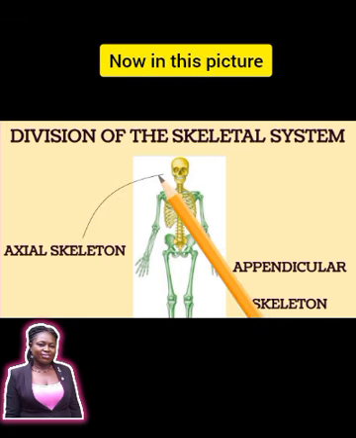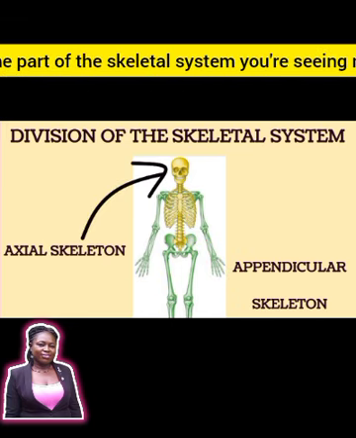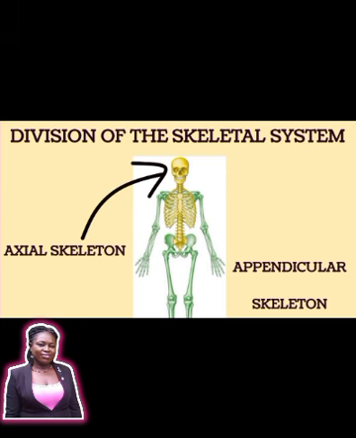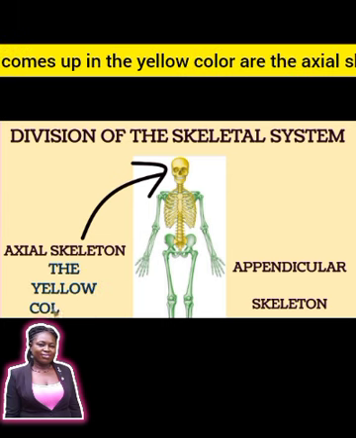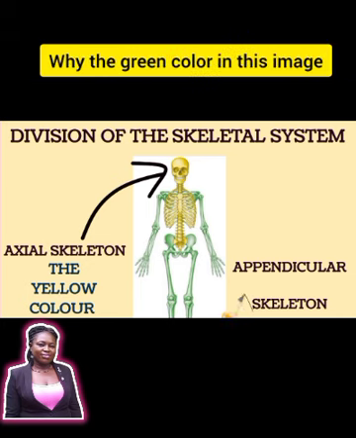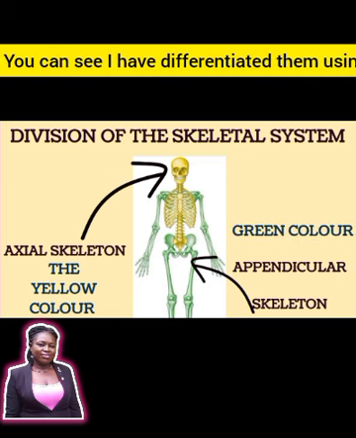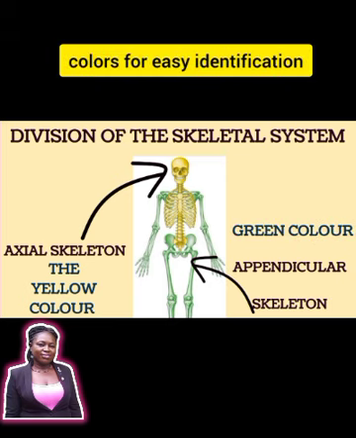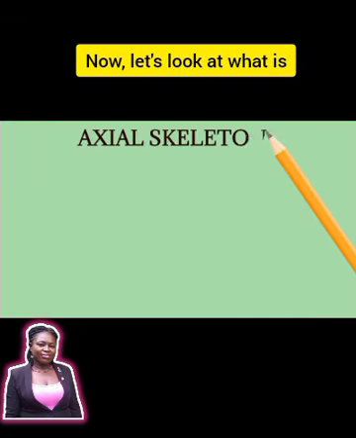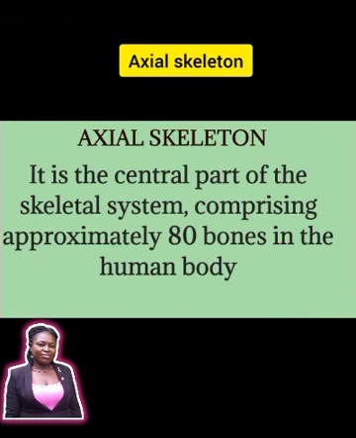Now, in this picture, the parts of the skeletal system you're seeing in yellow color are the axial skeleton, while the green color in this image is the appendicular skeleton. So you can see I have differentiated them using colors for easy identification. Now let's look at what the axial skeleton is.